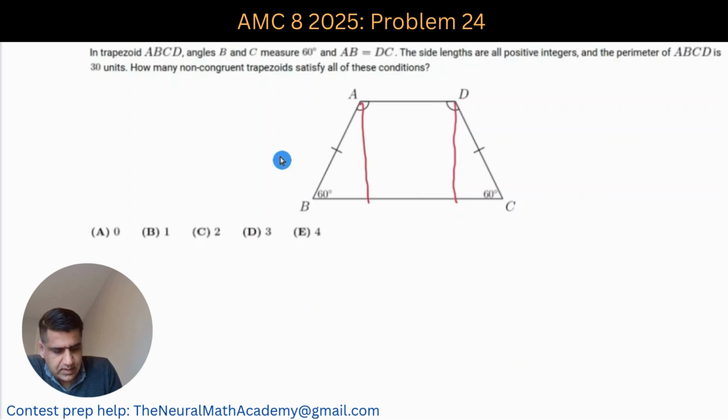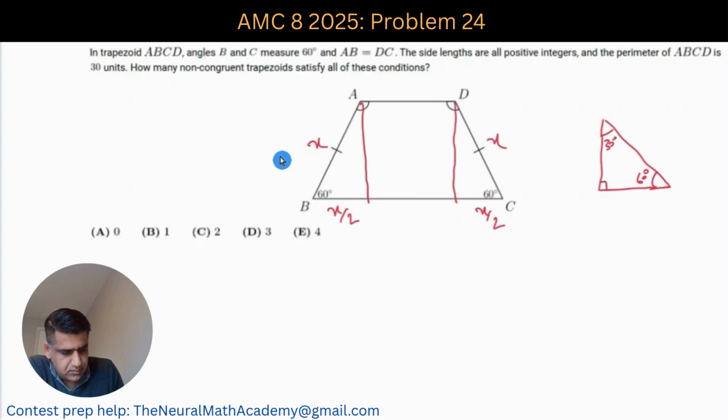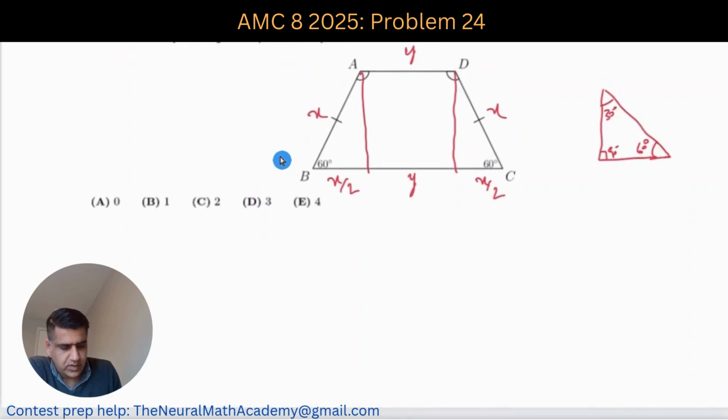So I can take this side length as x. This is also x. If I take this one as x, then it becomes x over 2, because the triangle that I have is a 30, 60, 90 triangle. So then I can take this side as y. This I can also take as y.